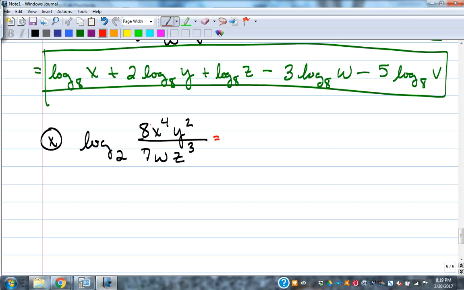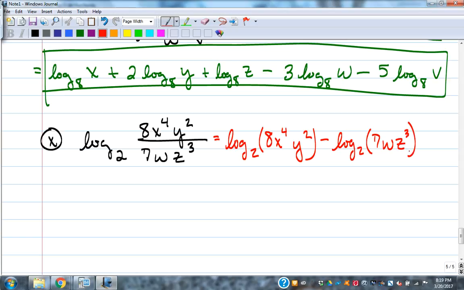So, top part, log base 2, 8x to the fourth, y squared, minus log base 2, 7wz to the third. All right. What's it gonna be? So it'll be... go ahead. The 4 log base 2 x.